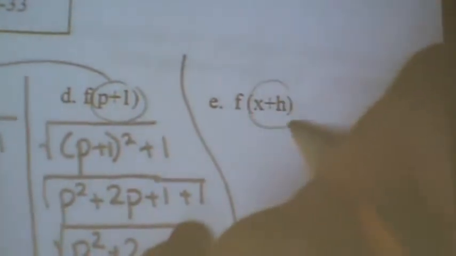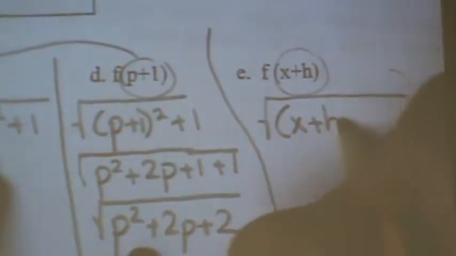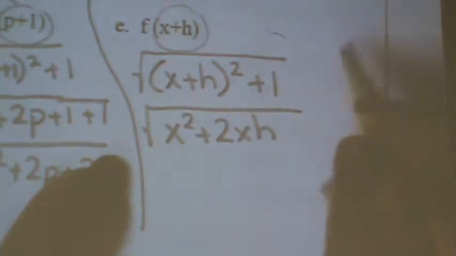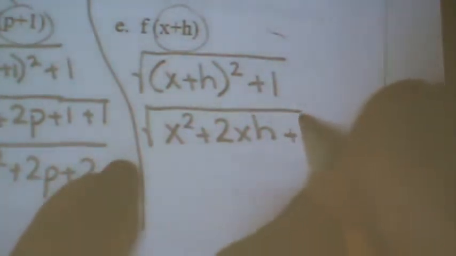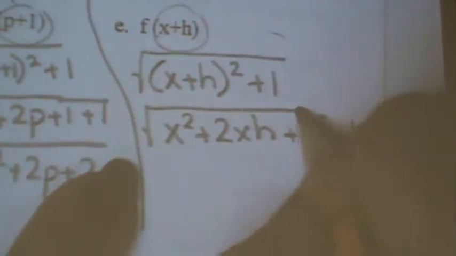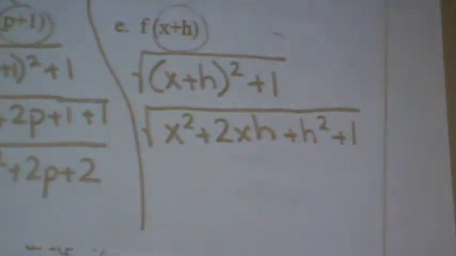What would f of x plus h be? You're gonna plug this in for x, so what do you have? X plus h squared plus 1. And what is x plus h squared? X squared plus 2hx, or xh, whichever one you want to put. That's okay. And that would be it.